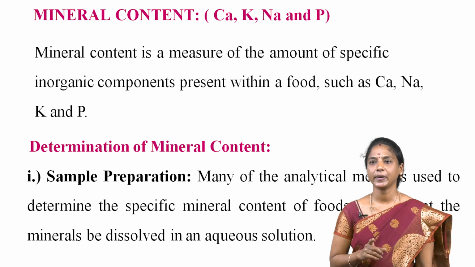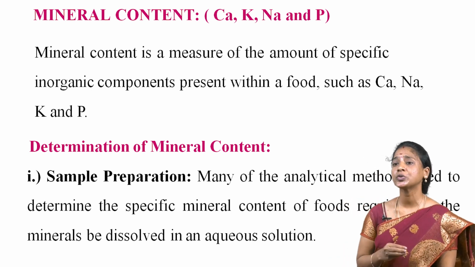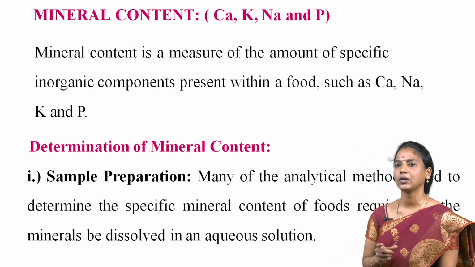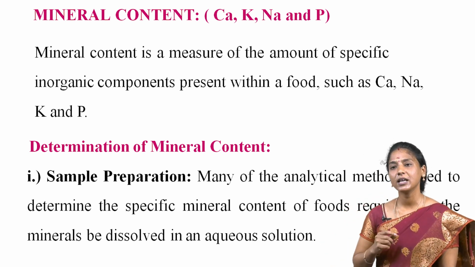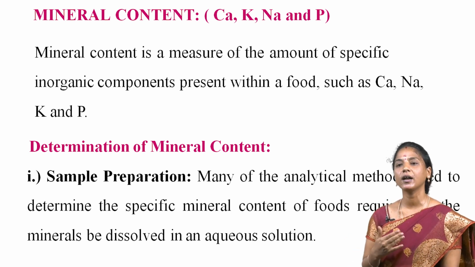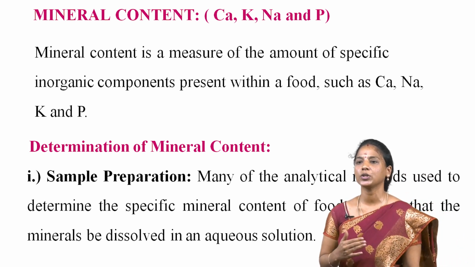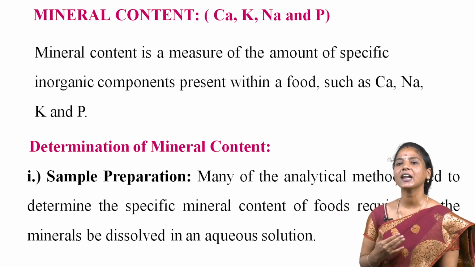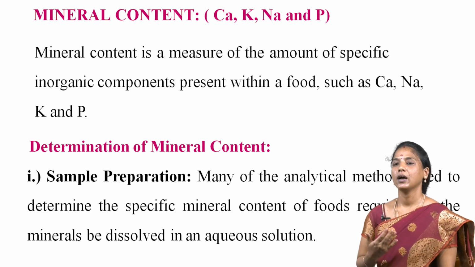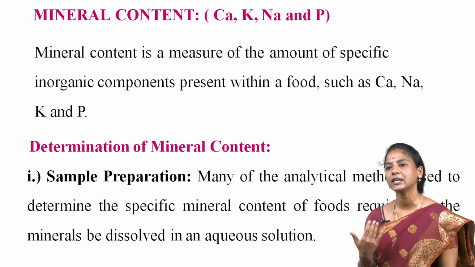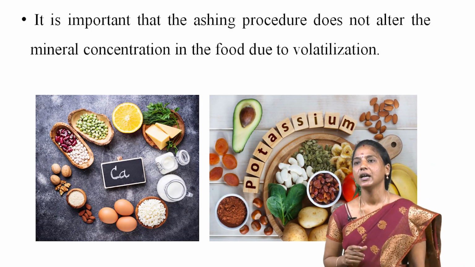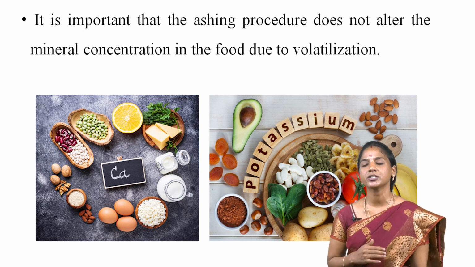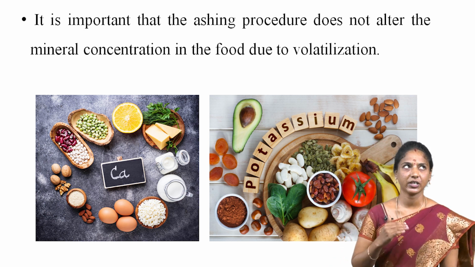The first one is sample preparation. Many of the analytical methods used to determine the specific mineral content of a food require that the minerals be dissolved in a non-aqueous solution. For this reason, it is often necessary to isolate the minerals from the organic matrix surrounding them prior to the analysis. This is usually carried out by ashing a sample using one of the methods described in the previous section. It is important that the ashing procedure does not alter the mineral concentration in the food due to volatilization.